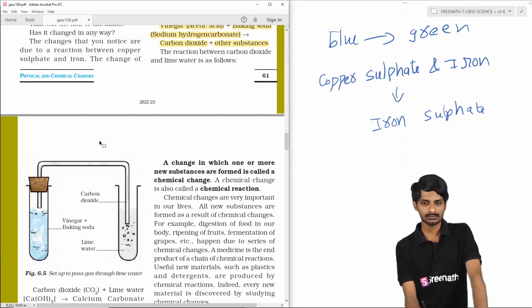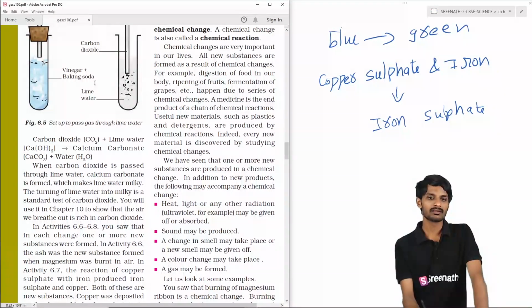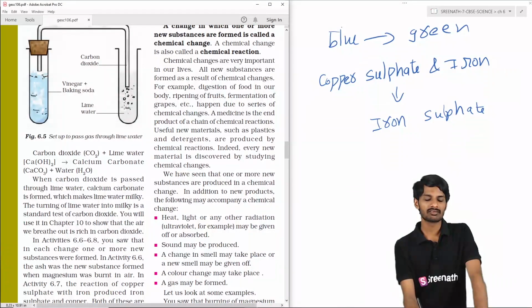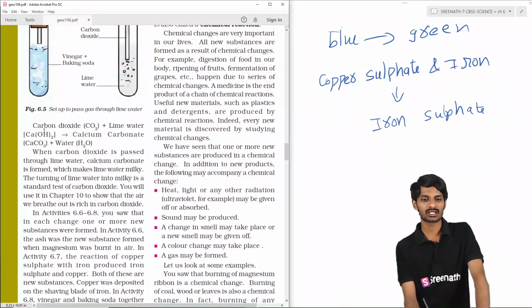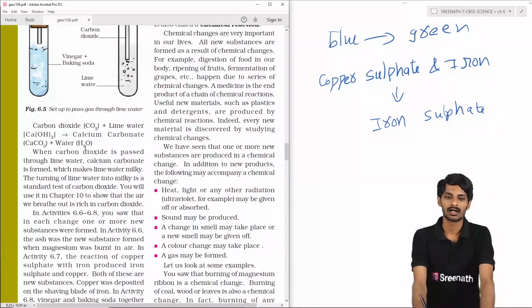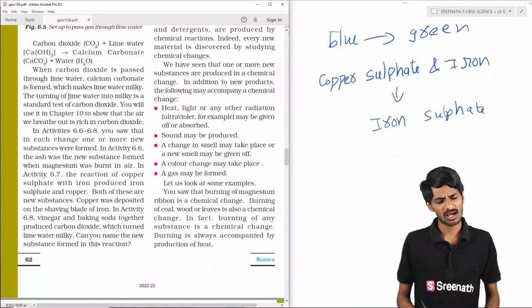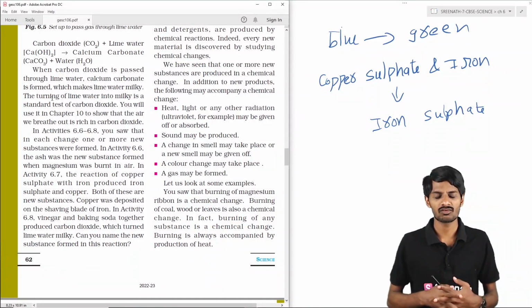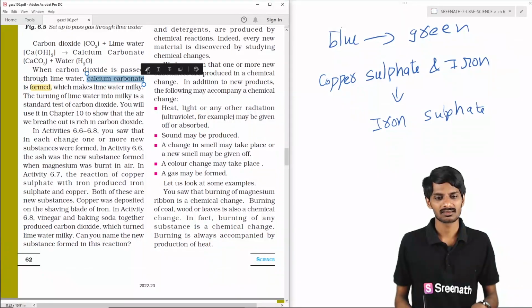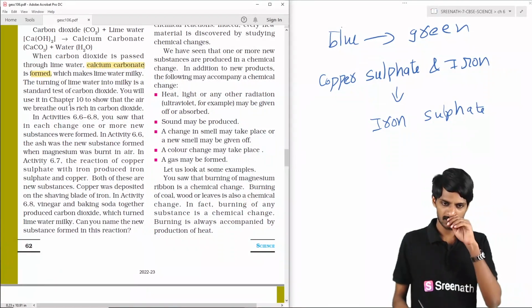Again that carbon dioxide comes and enters into the lime water. So carbon dioxide plus lime water gives rise to calcium carbonate plus water. So there will be a water solution and the calcium carbonate, CaCO3, like that. So whenever carbon dioxide is passed through the lime water, calcium carbonate is formed. So it is another new substance, students. Okay, that is the thing.